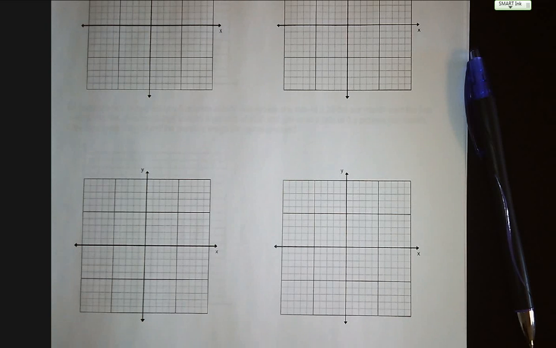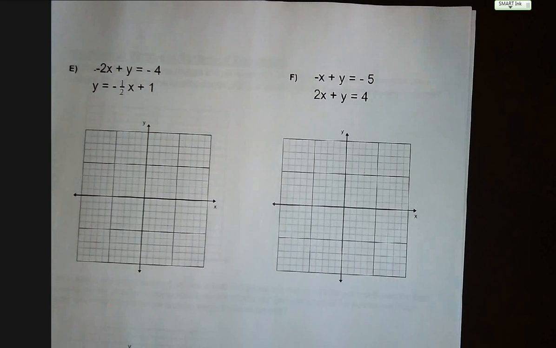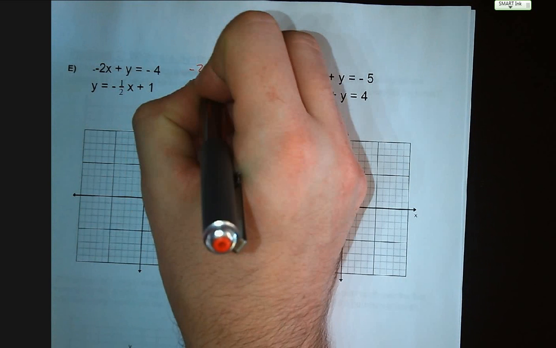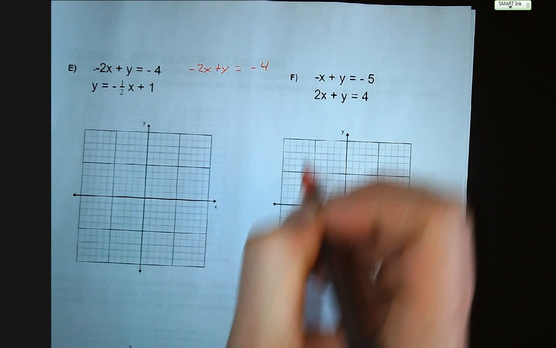All right, now I want you guys to do letters E and F on your own, and then we will go over them. All right, so in our first section, letter E, we have one equation already in slope-intercept form, but the other one isn't, so we need to convert it. And what we're going to do is add 2x to both sides of our equation. So we have negative 2x plus y equals negative 4. So we're going to add 2x to both sides.